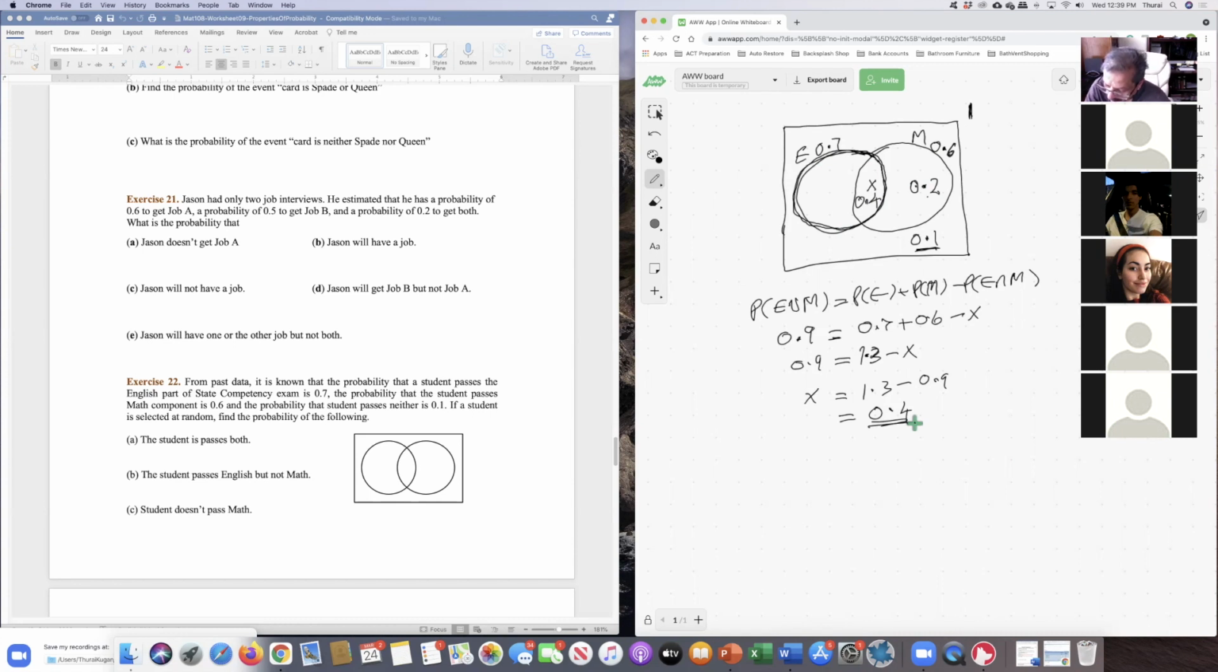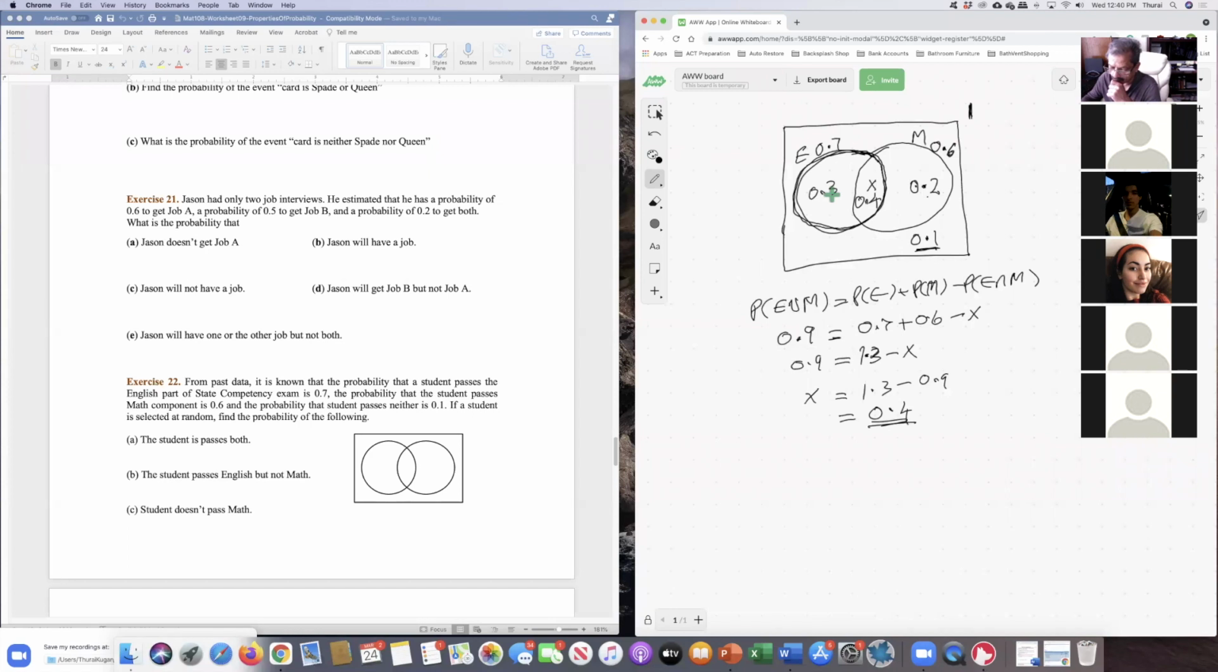So once you find the intersection, you can find all other sections. 0.7 minus 0.4 is the left side of E, and it's 0.3. So now we have all the sections available, so we can go to the questions. First one is the student passes both. Okay, what's the answer? Probably 0.4, right. What's the probability that the student passes English but not math? 0.3. 0.3 is right.